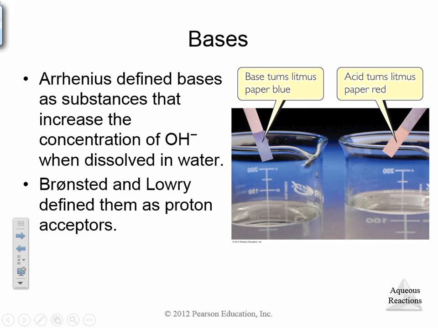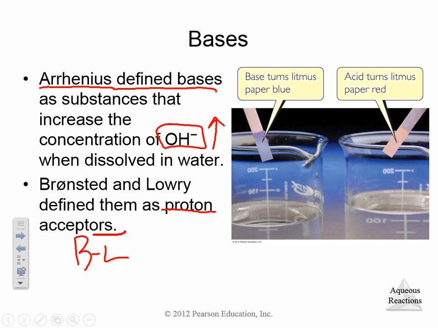Bases, remember, always end in OH. So if we have a basic definition of Arrhenius bases, they increase the amount of OH in a solution. Again, Bronsted-Lowry defined them slightly differently, where Bronsted-Lowry acids were proton donors, Bronsted-Lowry bases are proton acceptors.